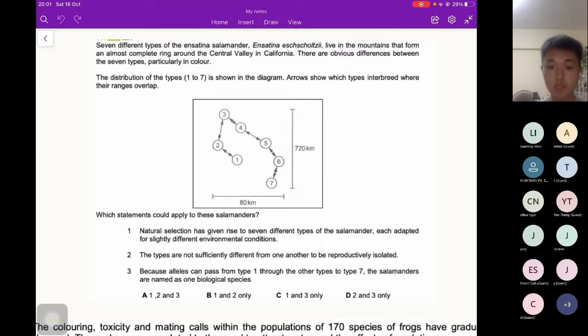3, because alleles can pass from type 1 through the other types to type 7, the salamanders are named as one biological species. That's also true. And we go back to the definition of biological species, which is when they are not able to interbreed, right? But because they are able to interbreed, therefore 3 is also true. Therefore, the answer is A. The correct option is A because 1, 2, and 3 are all correct.